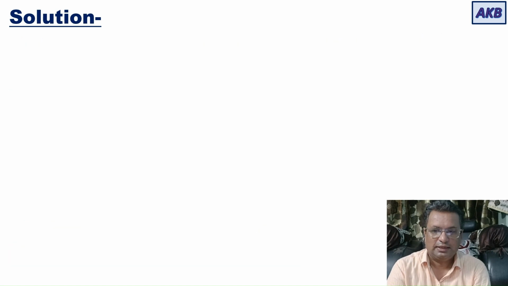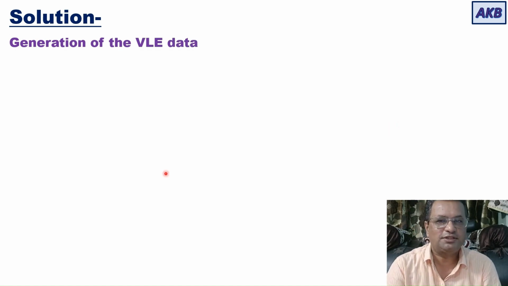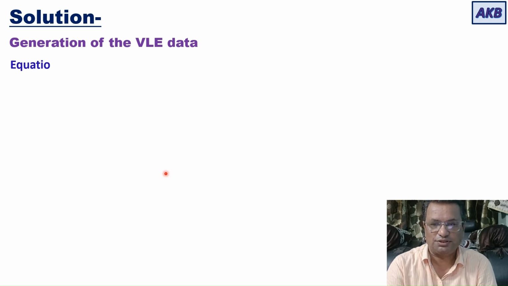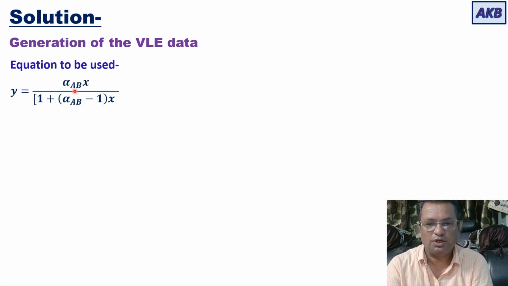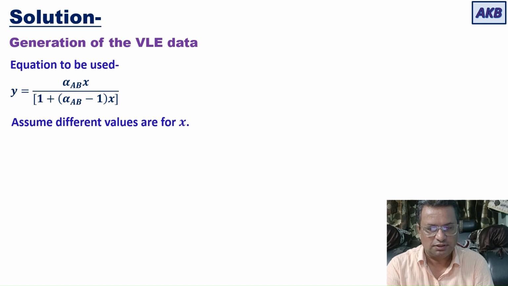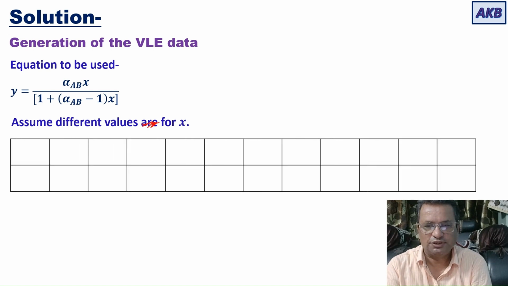Okay. Next, the next step is generation of the VLE data, because VLE data is not given to us. Instead of that, they have given us the value of average relative volatility. So how to generate the VLE data? For that, we will be using this equation. Y is equal to alpha AB X divided by 1 plus alpha AB minus 1 into X. And what will be our approach? We are going to assume different values for X. And by using this equation, we are going to get the corresponding values of Y.